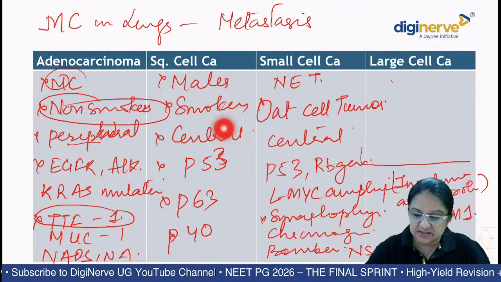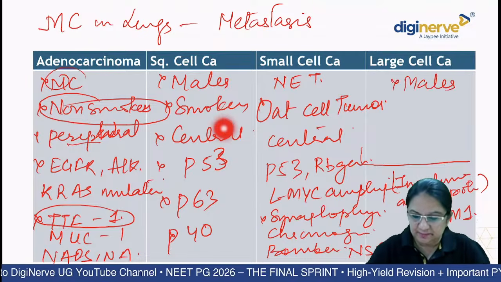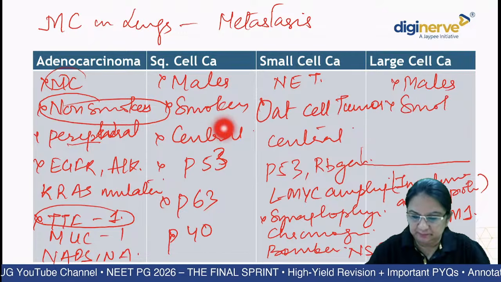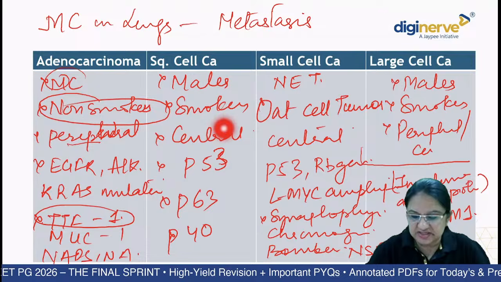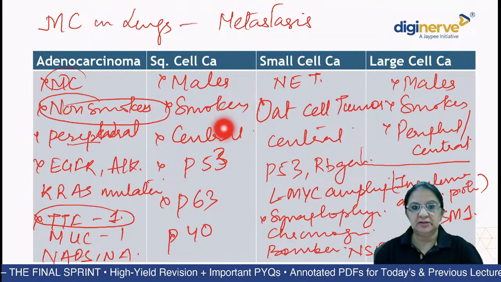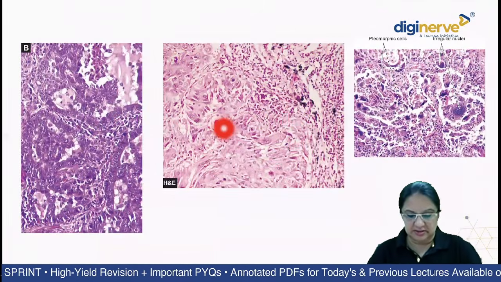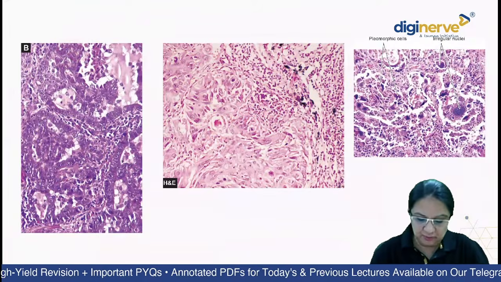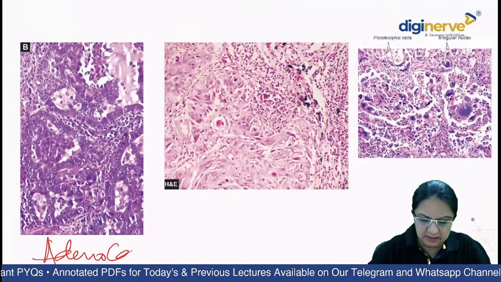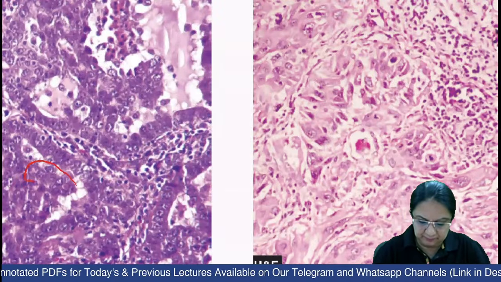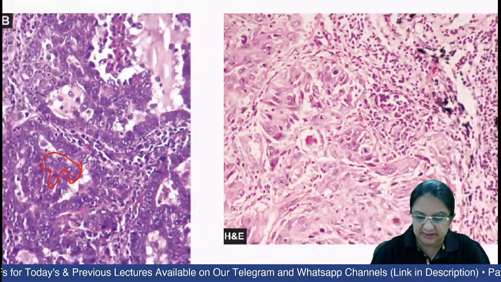Large cell cancers, again, more common in males, smokers, could be peripheral or central. All right, this was about all the lung cancer. Now, this is adenocarcinoma. You will basically see a glandular pattern. Okay, you will see a glandular pattern.